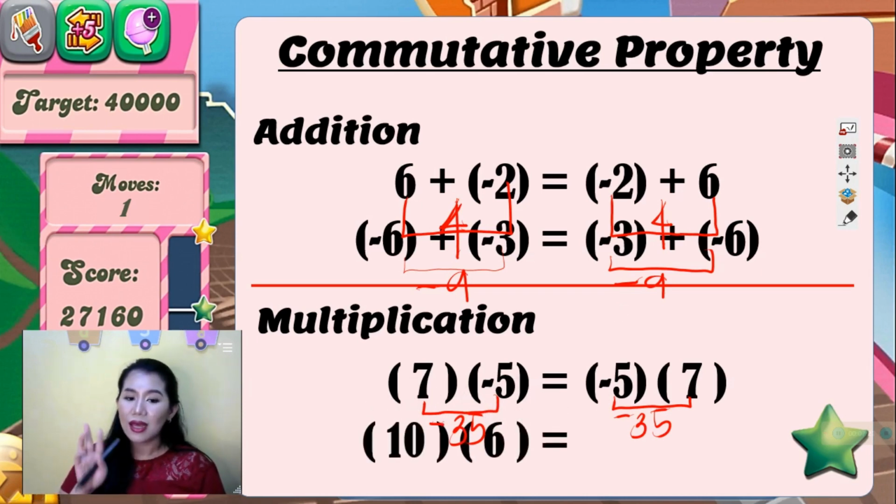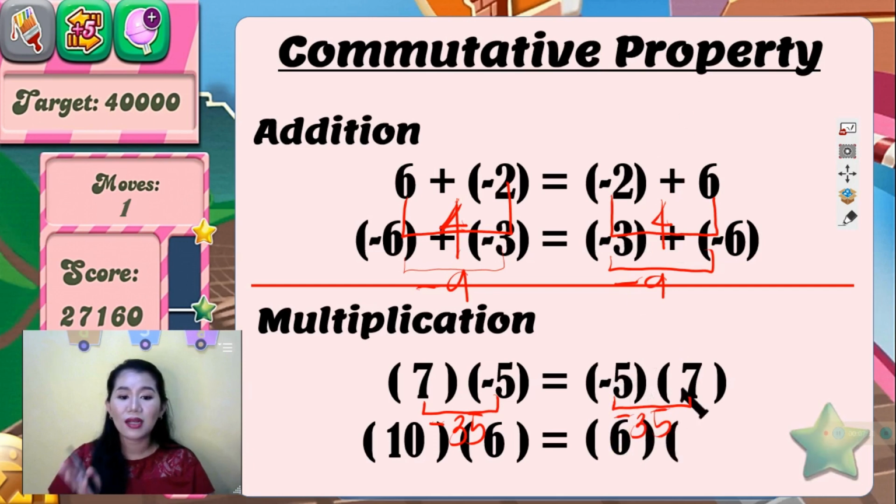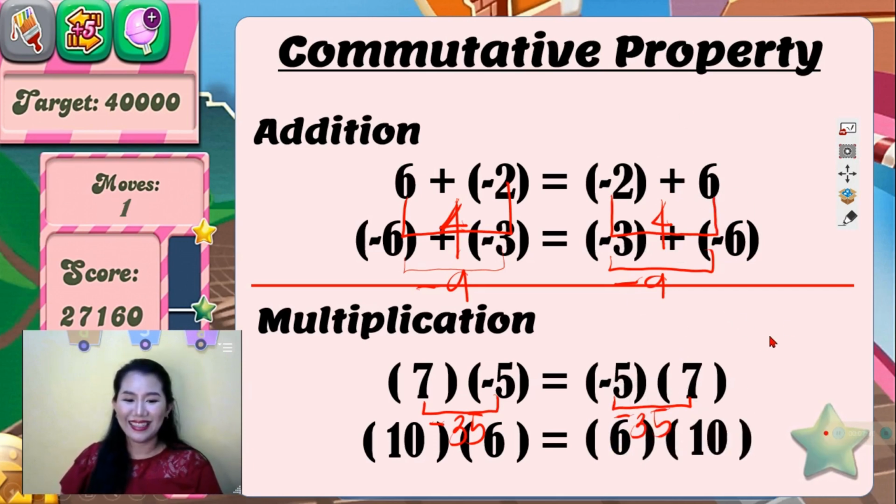Ganon din sa example natin na 10 times 6. 10 times 6 is 60. Kahit baligtarin mo sila, gawin mong 6 times 10, the answer is still 60. Okay?